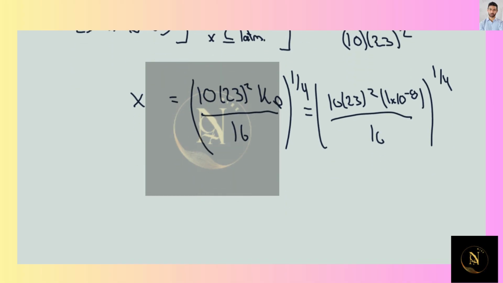After doing these operations, we get x equal to 0.043 atmospheres, but we're asked to round to only one significant digit, which is going to be approximately 0.04 atmospheres.